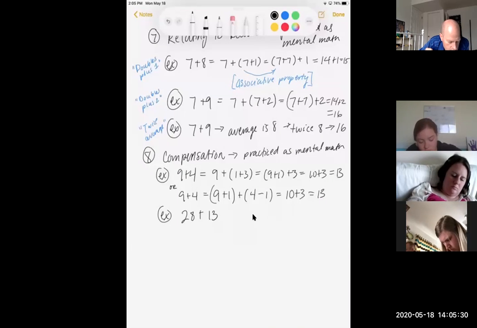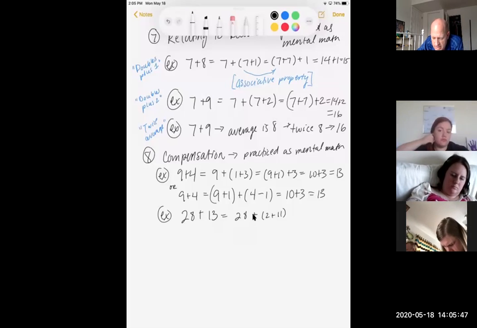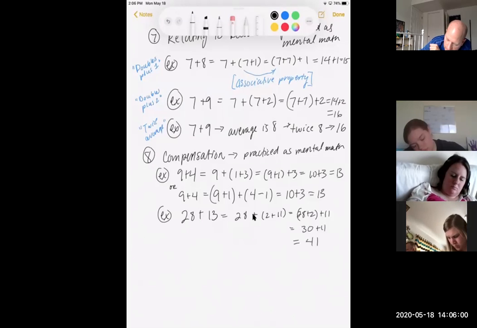28 and 13. Now 28 is really close to 30. So I'm going to add 2. I want to get 2 from the 13. Okay, so I broke my 13 up into 2 plus 11. And then I can do 28 plus 2 plus 11 using the associative property. That's equal to 30 plus 11, which is equal to 41. We kind of put a box around these numbers. These are my answers.